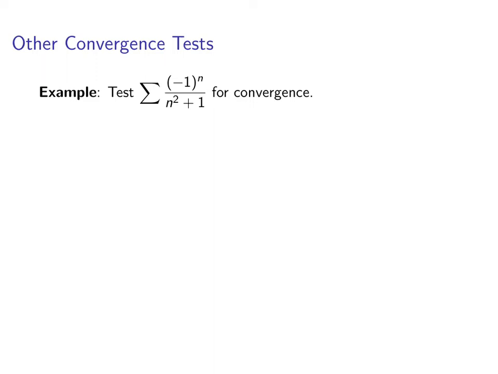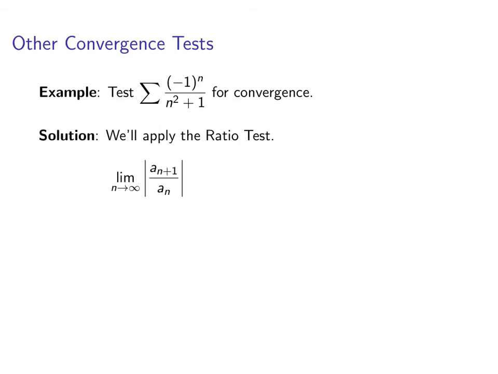Hello, calculus fans. Let's test the series (-1)^n over n squared plus 1 for convergence. And let's try the ratio test and we'll see what happens. So the usual sort of thing, we want the limit of the absolute value of a sub n plus 1 over a sub n. And we'll plug everything in.